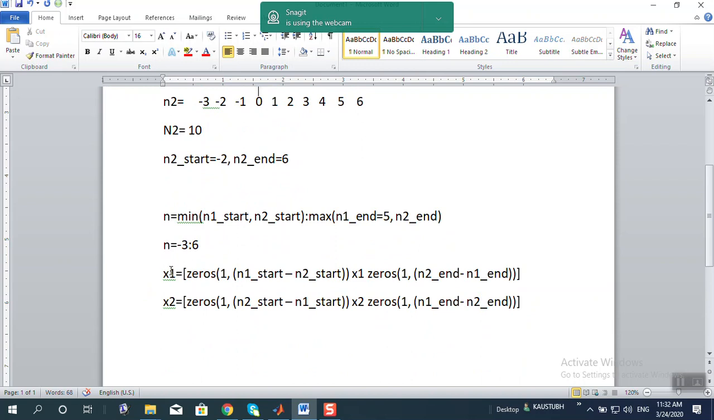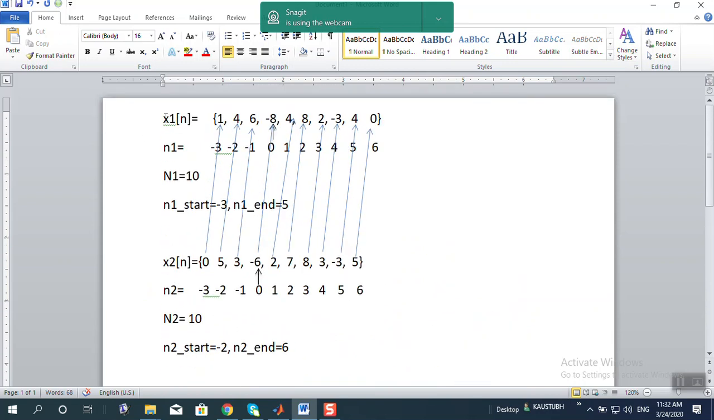So finally your x1 becomes this, x2 becomes this. Now if you add x1 plus x2, it will be 1 plus 0, 4 plus 5, 6 plus 3, -8 plus -6, 4 plus 2, 8 plus 7, 2 plus 8, -3 plus 3, 4 plus -3, 0 plus 5.